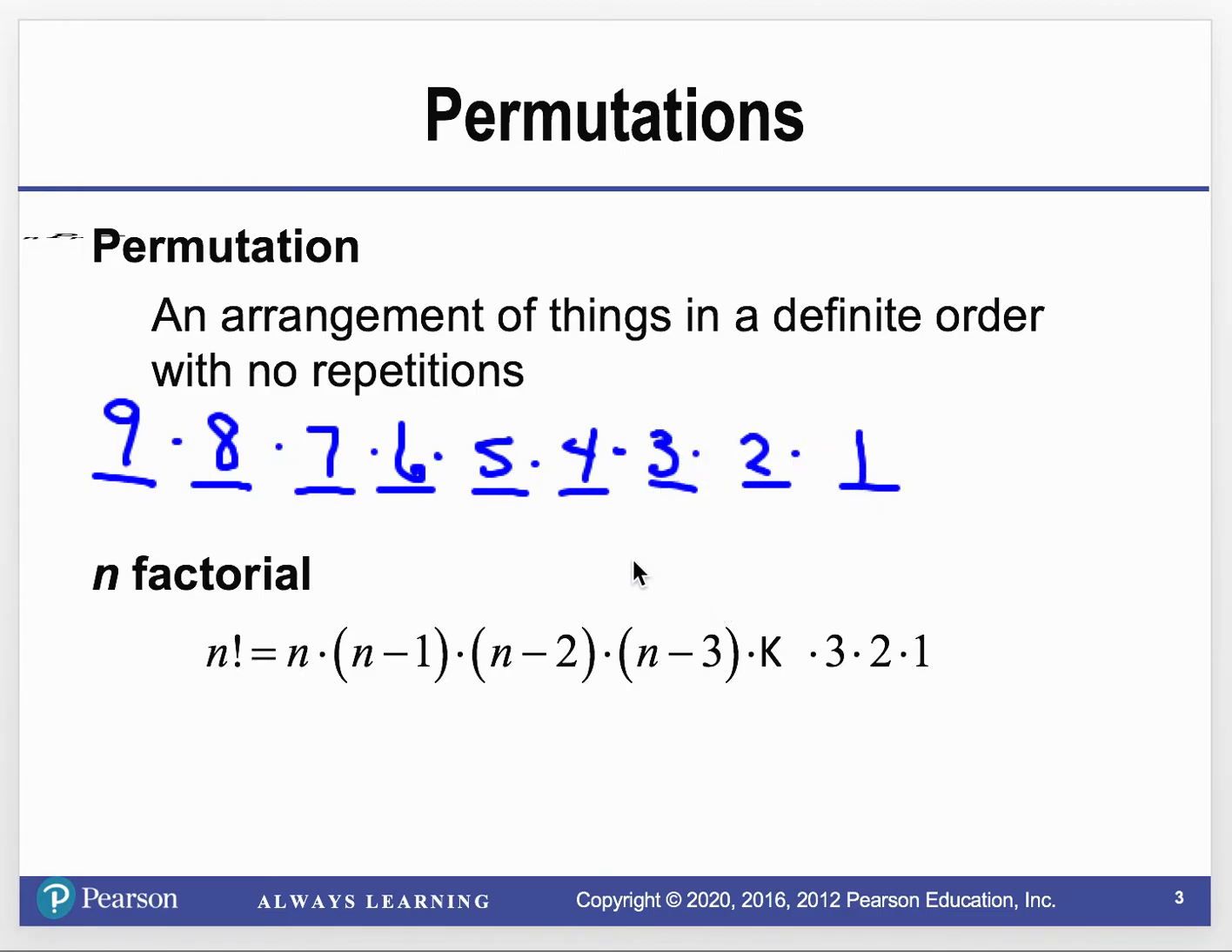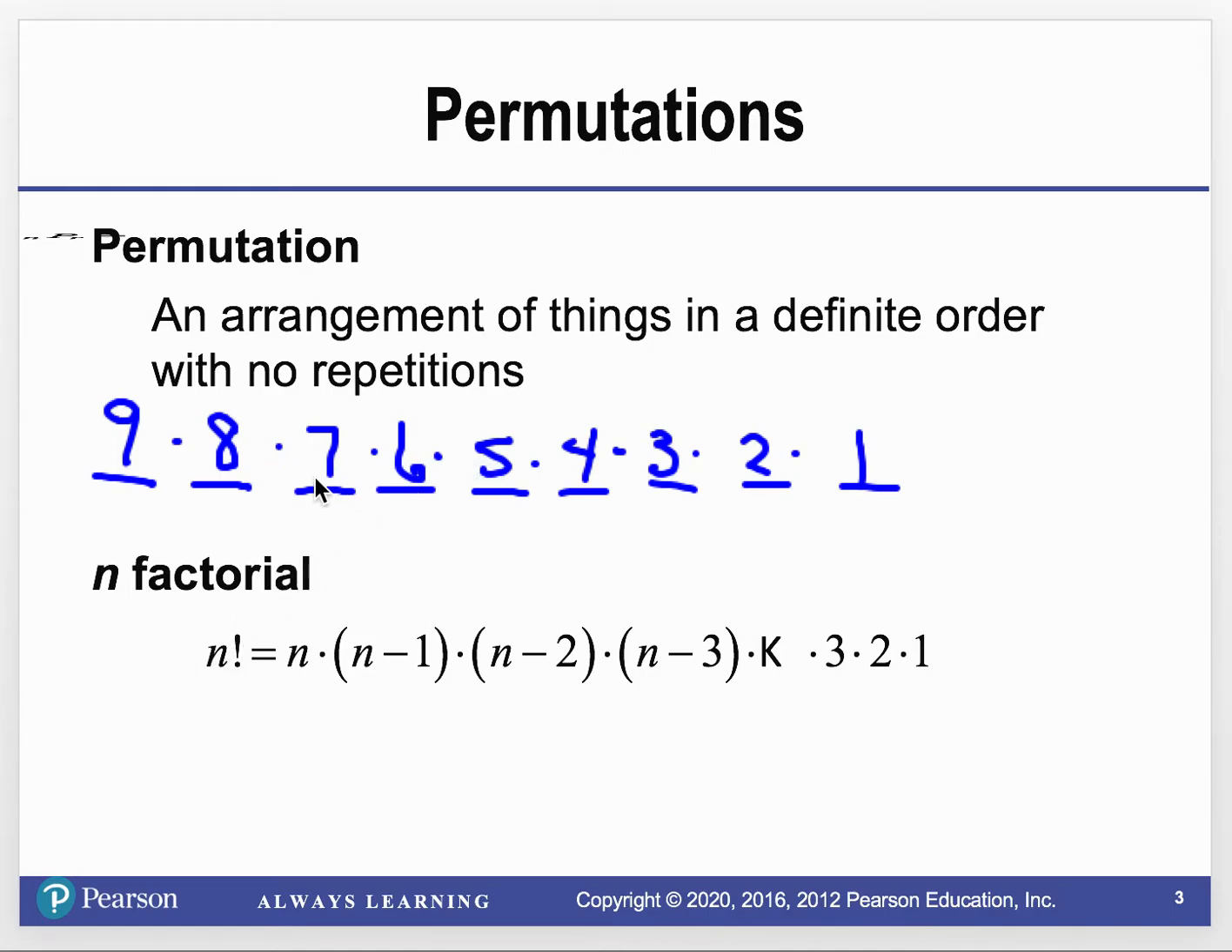Okay, so that's how many different permutations, arrangements can be made if we line up 9 people. How many different lines can be formed? Because it's a different line if Luz is in the front or if Luz is in the back. Those are 2 different lines.